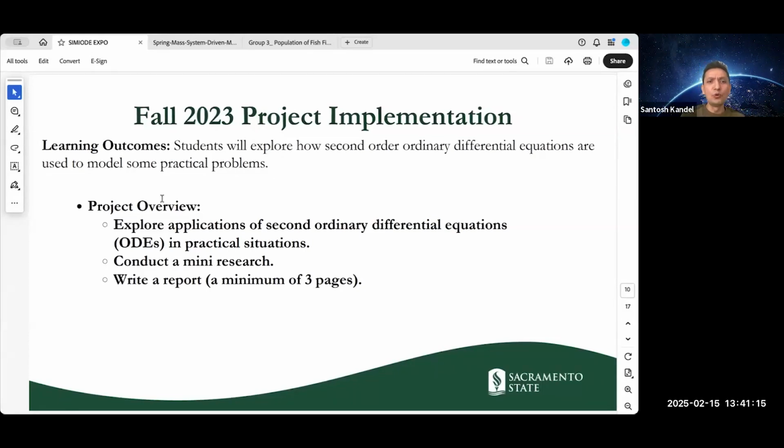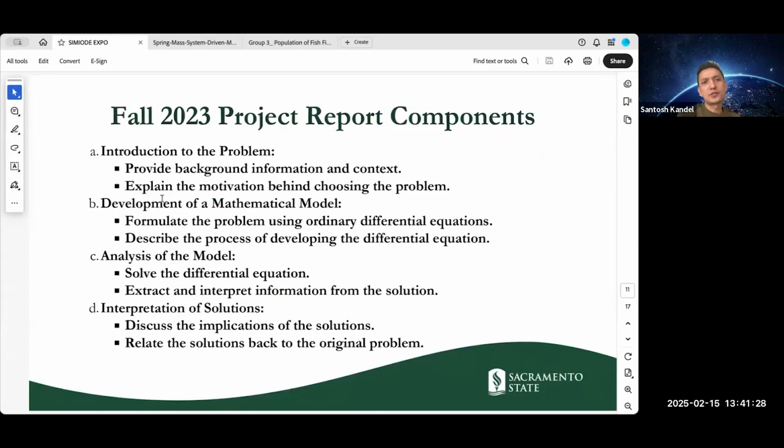So again, the overview is exploring second order differential equations, and then a student would conduct a mini research project and write a report. That is the overview of the project. Going to the project itself, the main components were, first, the introduction: give a background and some context of the problem they are choosing, and explain the motivation behind choosing the problem.